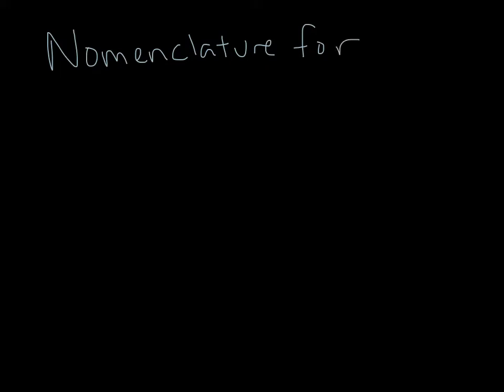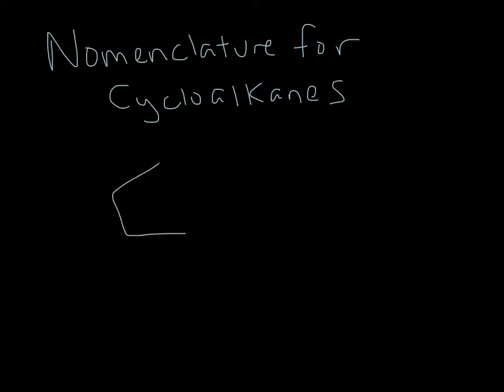In this video, we're going to talk about the nomenclature of cycloalkanes. So as we now know, alkanes can be in a straight chain or they can be cyclic. So if I have a 5-membered cyclic alkane, it looks like this. Since it has 5 carbons in it, this is called cyclopentane.